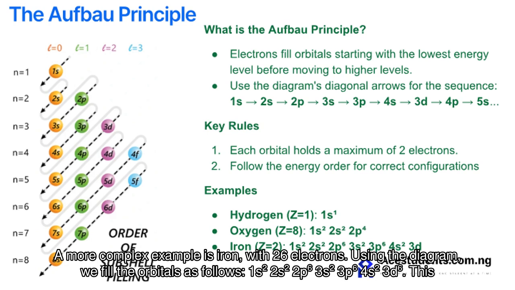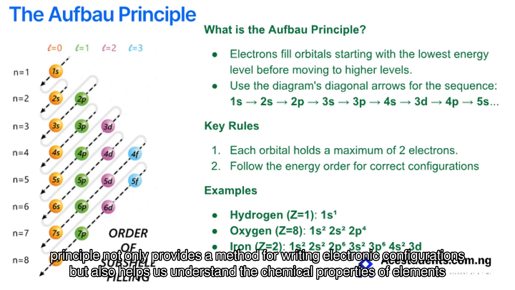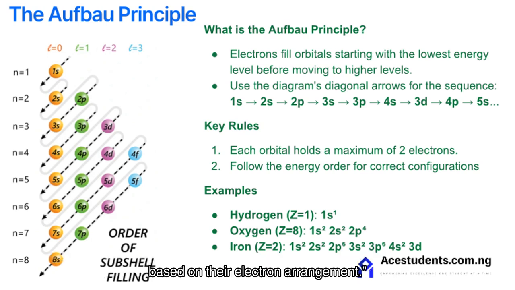A more complex example is iron with 26 electrons. Using the diagram, we fill the orbitals as follows: 1s², 2s², 2p⁶, 3s², 3p⁶, 4s², 3d⁶. This principle not only provides a method for writing electronic configurations, but also helps us understand the chemical properties of elements based on their electron arrangement.